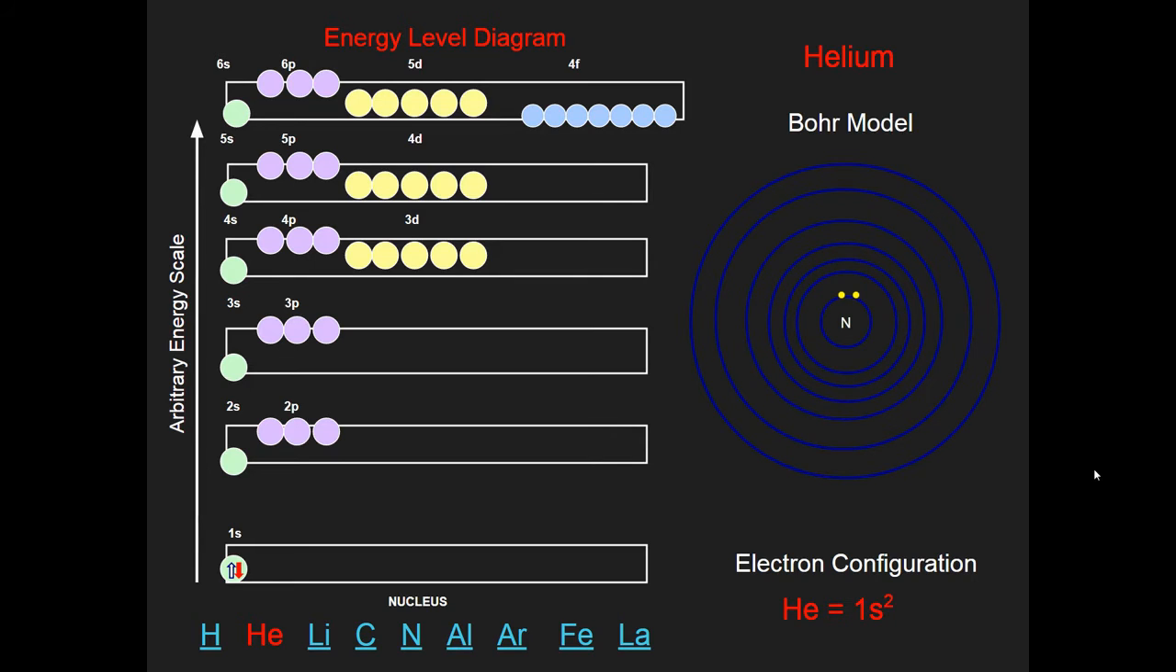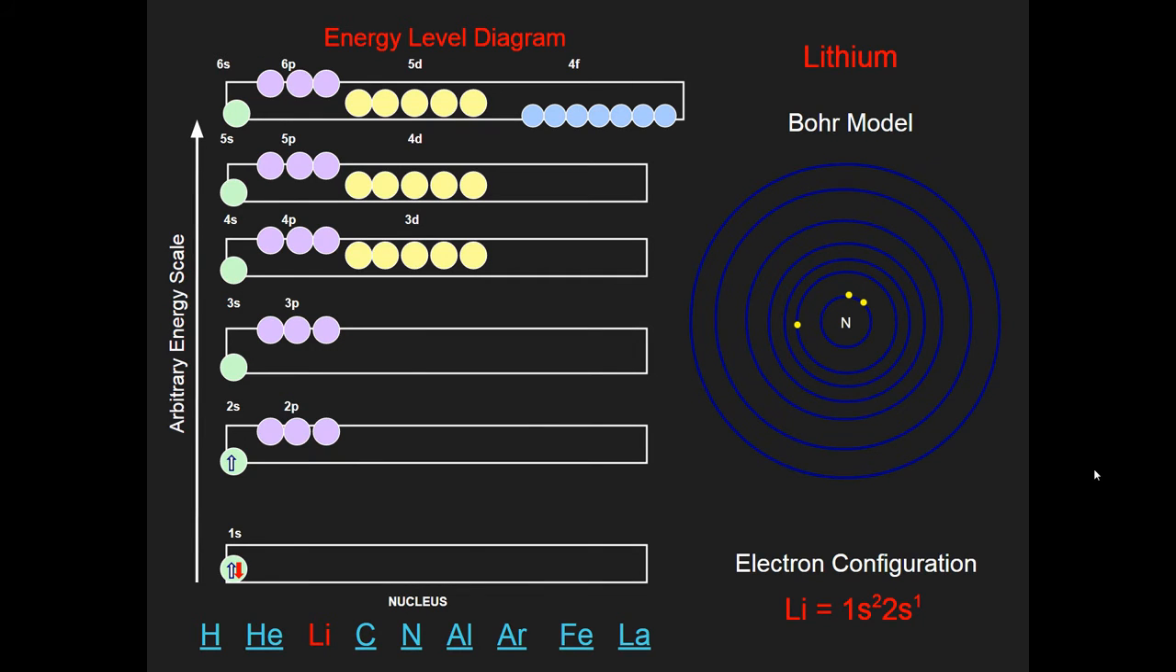The next element we have is lithium. As you can see, that helium is filled up. Only two electrons can be held in each orbital. So after that orbital is full, now we have three electrons. Lithium's next electron has to go up to the next energy level, the second energy level, the 2s energy level.